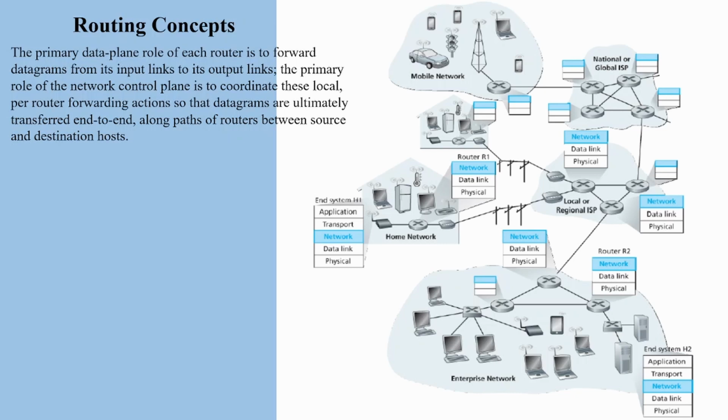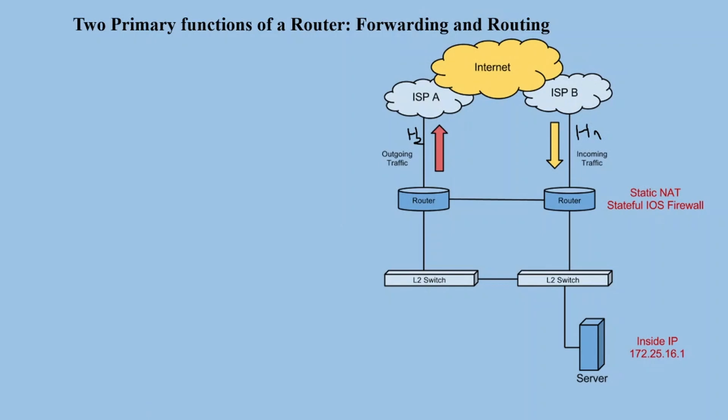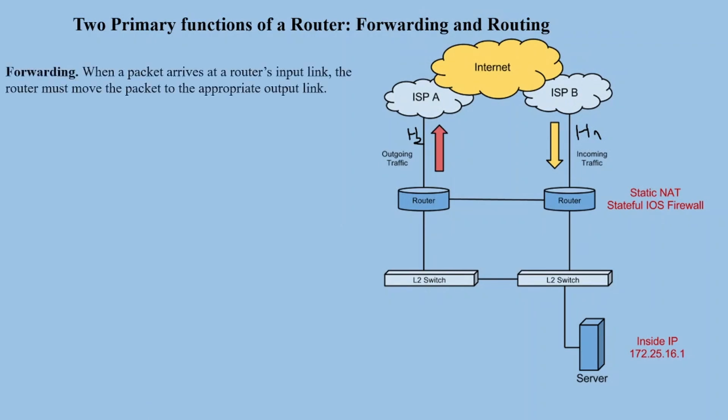Here the routers are shown with a truncated protocol stack, that is, with no upper layers above the network layer, because obviously routers do not run application and transport layer protocols. Now let's see the two primary functions of a router, which are forwarding and routing, which are very important in networking and in the routing concepts. So the primary role of the network layer is to move packets from a sending host to a receiving host. To do so, two important network layer functions which are handled by a router can be identified.